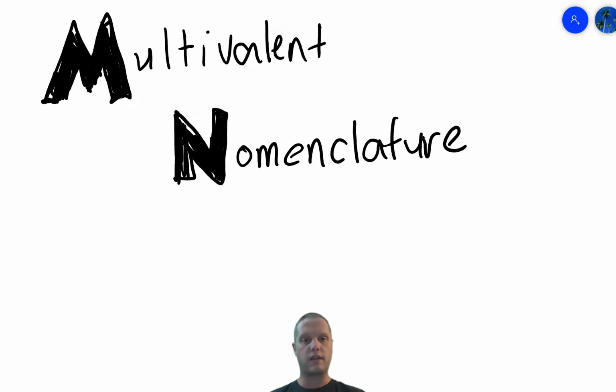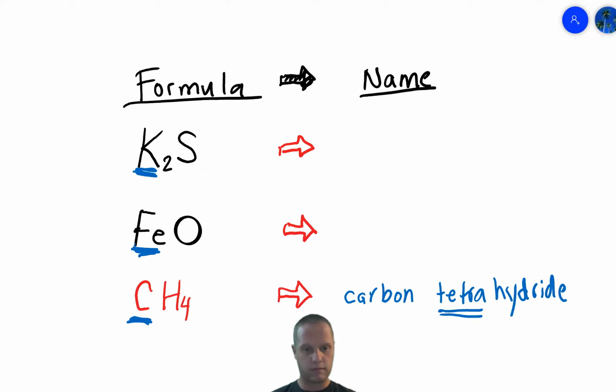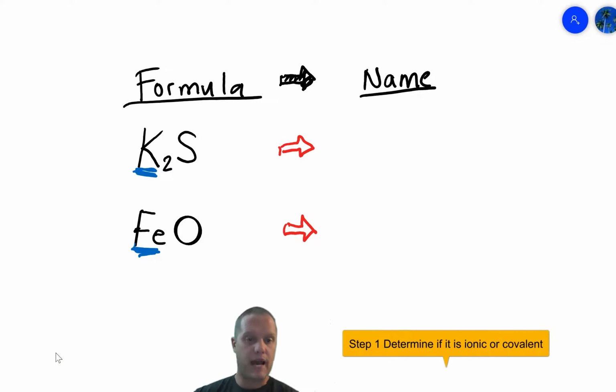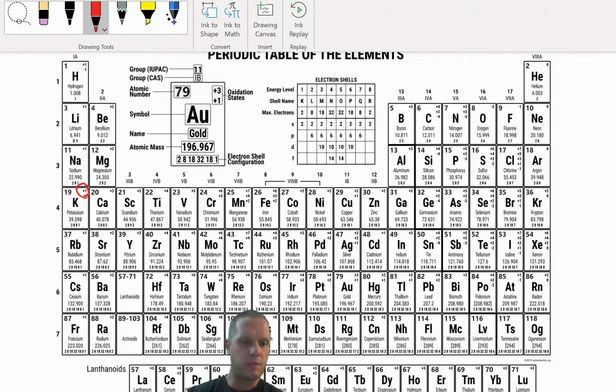This is a quick, no-nonsense lesson about multivalent nomenclature. When we look at a formula, we need to determine if it is ionic or covalent. That's the first thing that we do. When we look at potassium and we look at iron, they're both metals. Here is potassium, okay? And iron is located right here, okay?